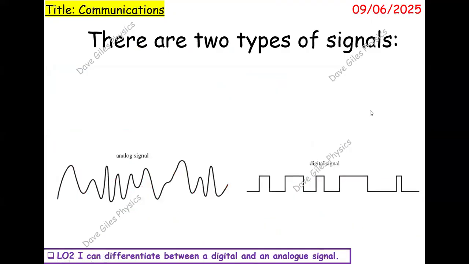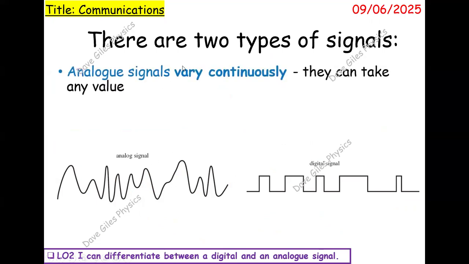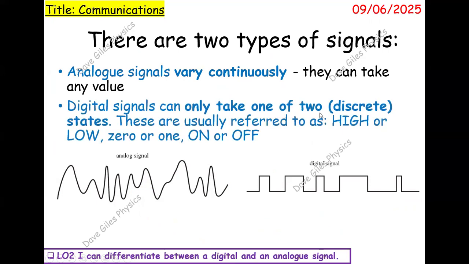The second one now is differentiate between a digital and analog signal. And this here is an example of an analog and digital signal. Analog signals vary continuously. They can take any value, whereas a digital signal has got two possible values, high or low, usually 1 or 0. Whereas this could be, say, for example, 1 here, 0.5, 0.25, 0, minus 0.2, etc. Can have any value, whereas digital is 1 or 0, on, off.